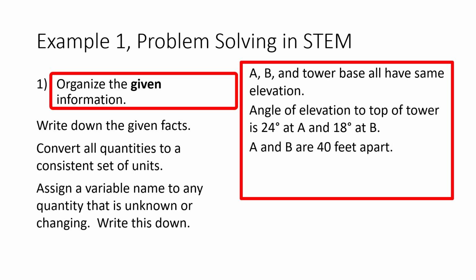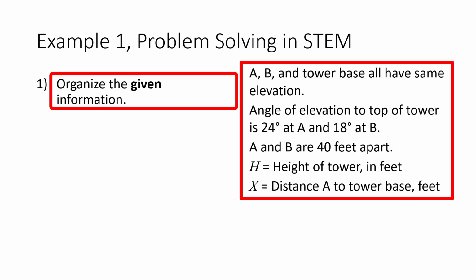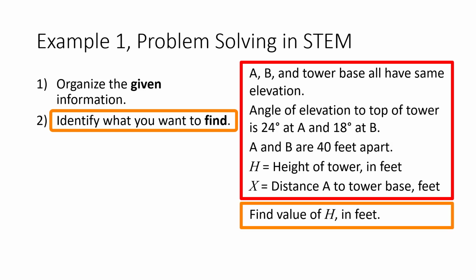We need a variable name for any quantity that is unknown or changing. Nothing is changing in this problem, but several things are unknown. We want to know the height of the tower in feet. I'm going to call that h. It may also help to name some of the other distances. I'm going to call the distance from point A to the base of the tower x. Next, we make sure we know what we are trying to find. We want to know the height of the tower in feet. That means we want to find the value of h.